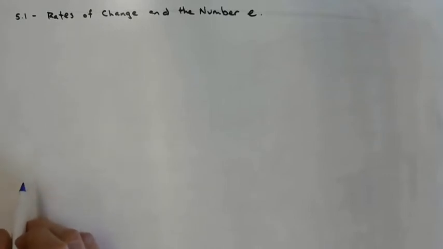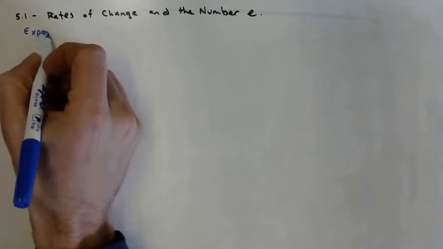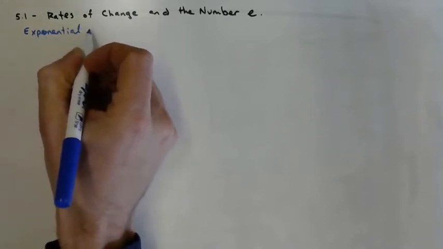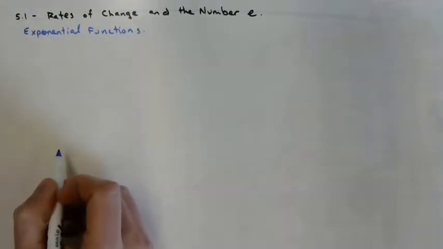5.1, rates of change and the number e. So a couple of notes just on exponential functions. We're in Unit 5, which is the derivatives, rate of change of exponential functions.